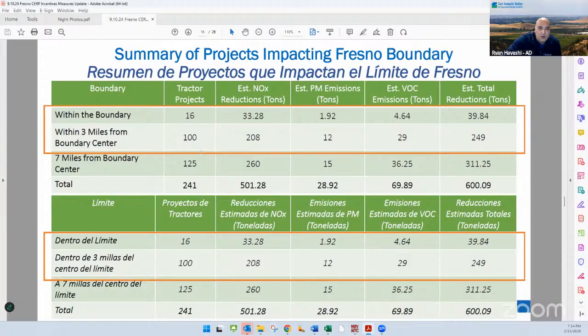And so, we have 16 projects within the boundary that, if funded, we would get about 33 tons of NOx, almost 2 tons of PM, a significant portion of that being diesel particulate matter, which is known to be one of the most carcinogenic compounds, and then about nearly 5 tons of VOC emissions. And so, as you can see, it's just a lot of emissions associated with these different pieces of equipment.